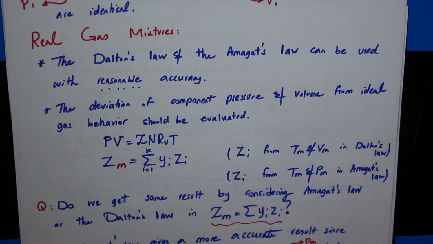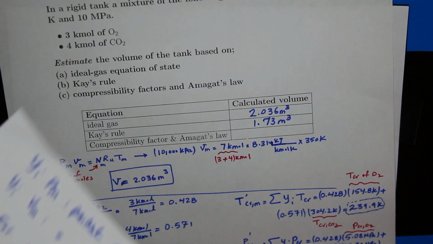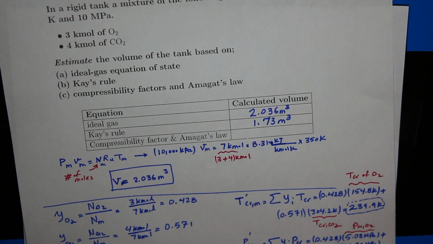So let's do that. I'm going to obtain two Z values, one for oxygen and one for CO2. Then once I have that, I'm going to utilize this equation to obtain Zm, which is Z for the mixture. All right, so this is part C that I'm trying to solve.